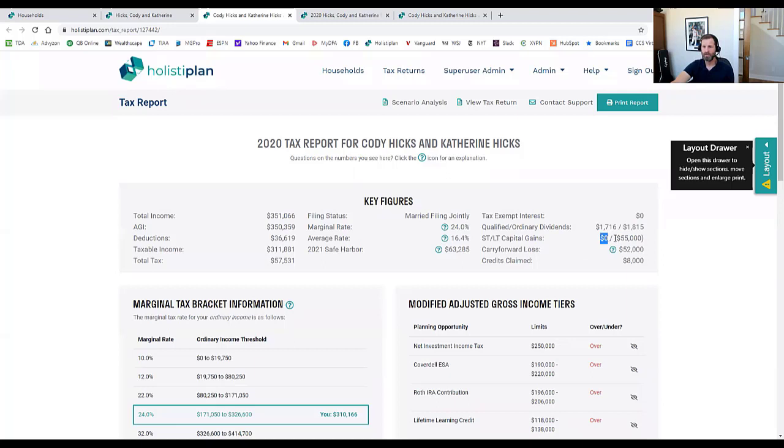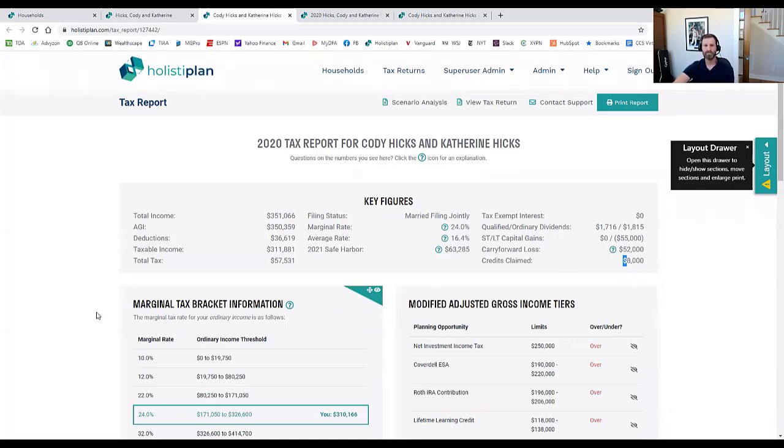Here's obviously one big one, right? A $55,000 long-term capital loss, which gets carried forward to the 2021 year as $52,000 because they used $3,000 of that for loss for this year. And then any credits claimed, $8,000. Now we know from looking at the return, this was the child tax credit for kids, $2,000 each, and so on.